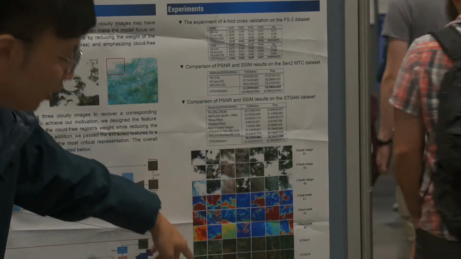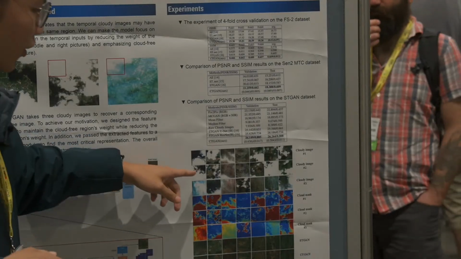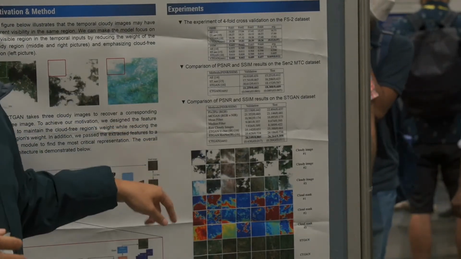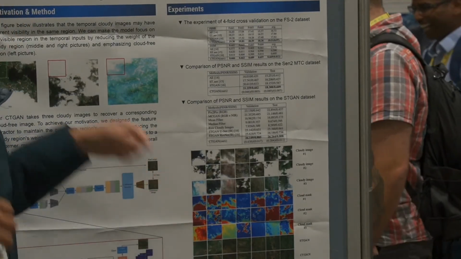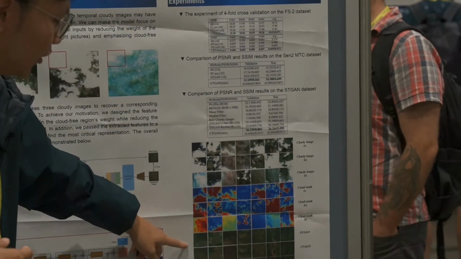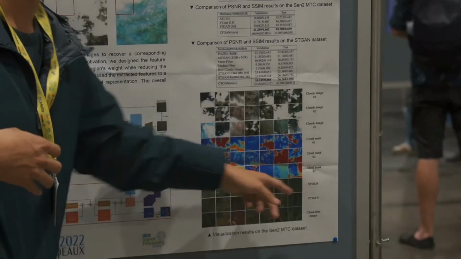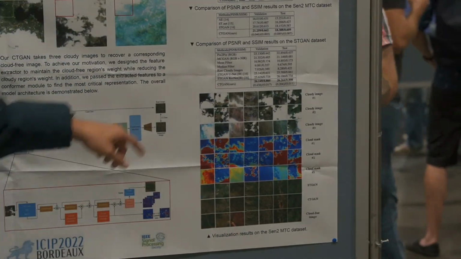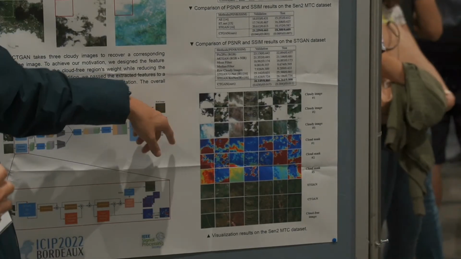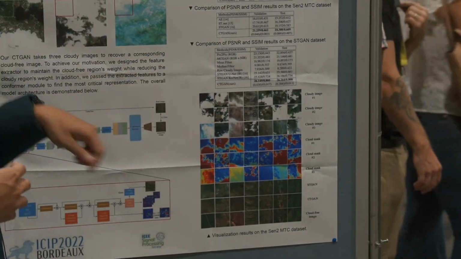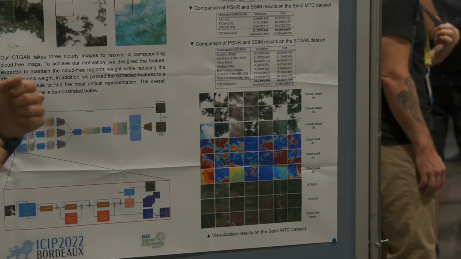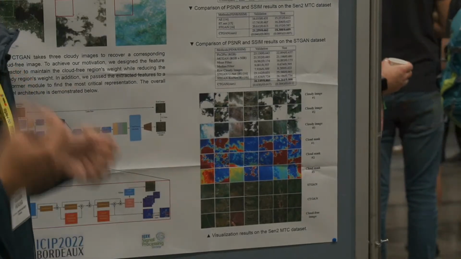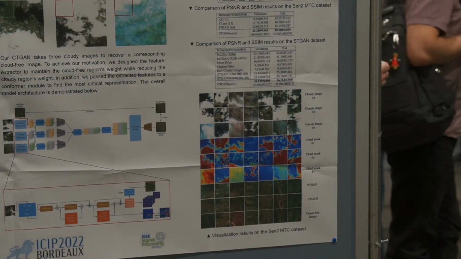Okay. In the visualization results, we show the 3 input cloud images and 3 corresponding generated cloud masks, the generated image from STGAN, the generated image from our model, and the corresponding cloud-free image. In the first column, you can see that the cloud images are almost covered with clouds. Our model can roughly generate the shape under the clouds. Okay, thanks for your attention.